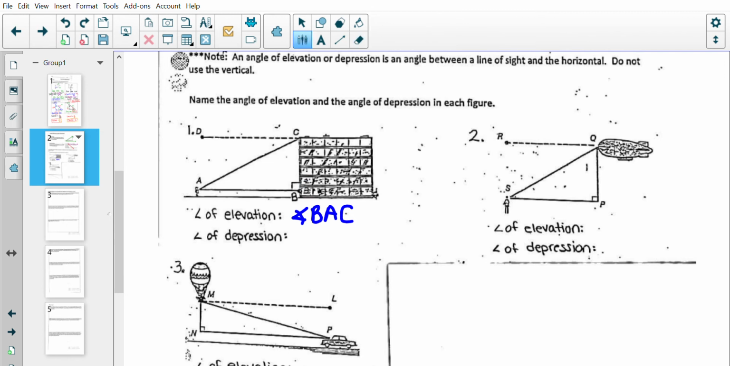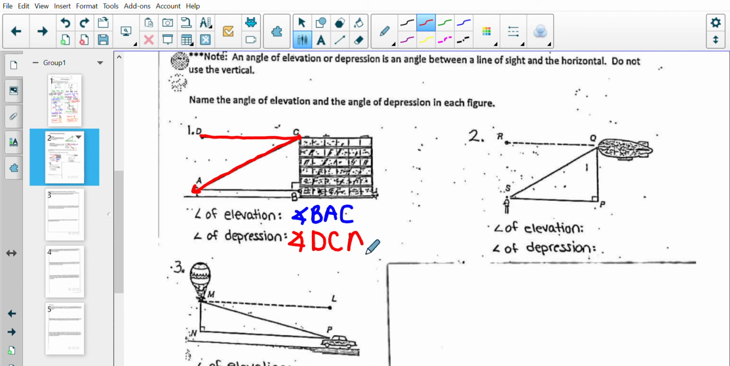Okay, angle of depression. An angle of depression is an angle that's looking down. So if we're looking for this angle of depression, I want to name it with 3 points again. We're going to name it with angle DCA. So angle BAC was looking up at whatever's at point C, and angle DCA is looking down at whatever's at point A. So we have angle DCA as our angle of depression.